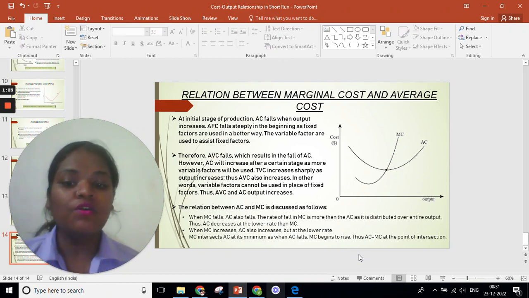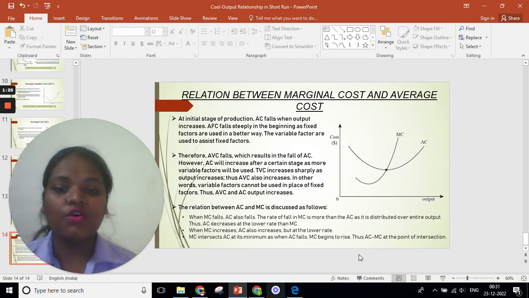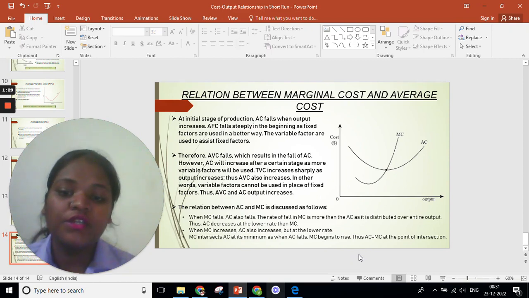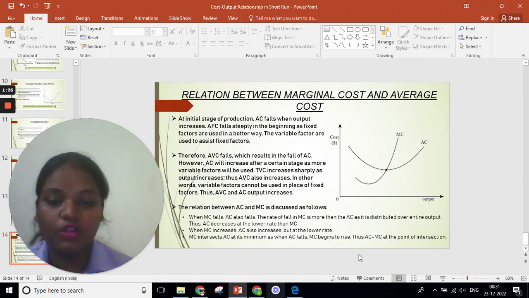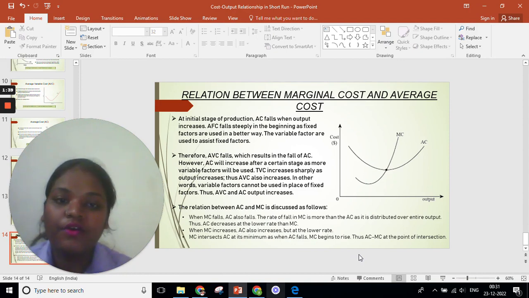When marginal cost increases, average cost also increases, but at a lower rate. Marginal cost intersects average cost at its minimum. When average cost falls, marginal cost begins to rise, thus average cost equals marginal cost at the point of intersection.